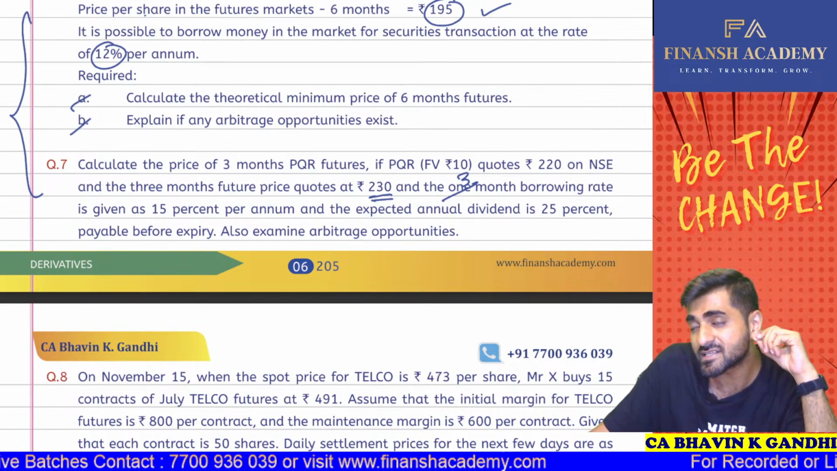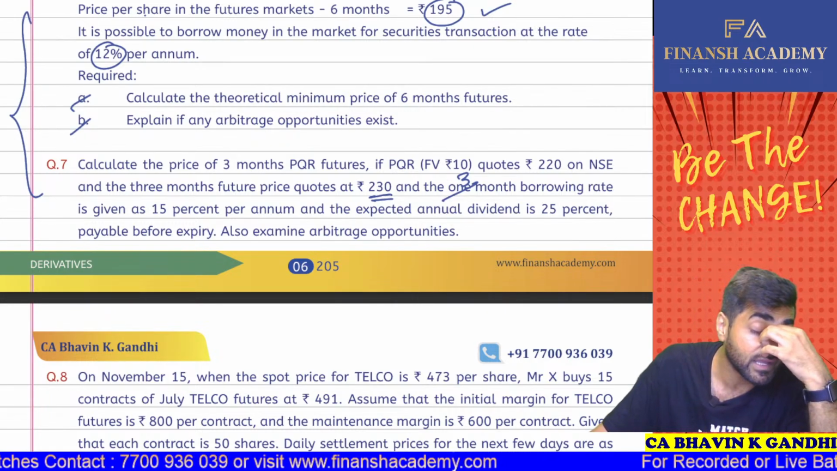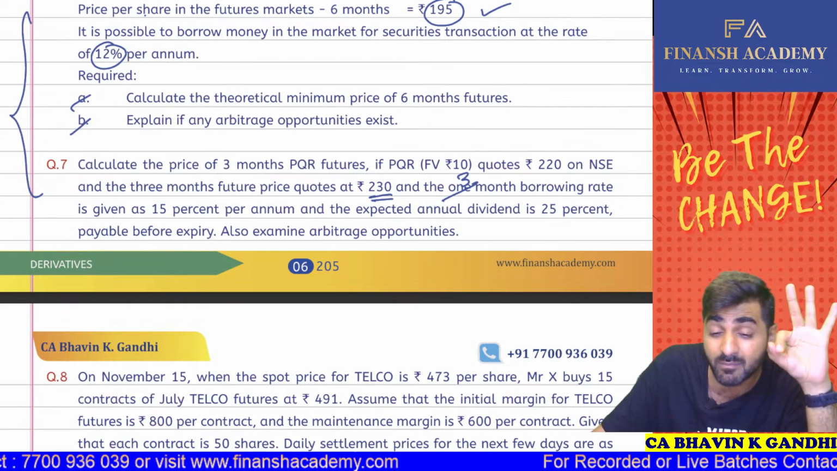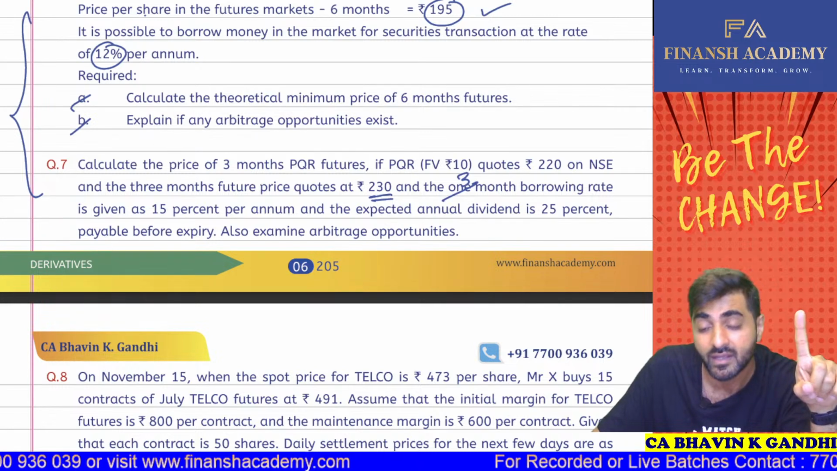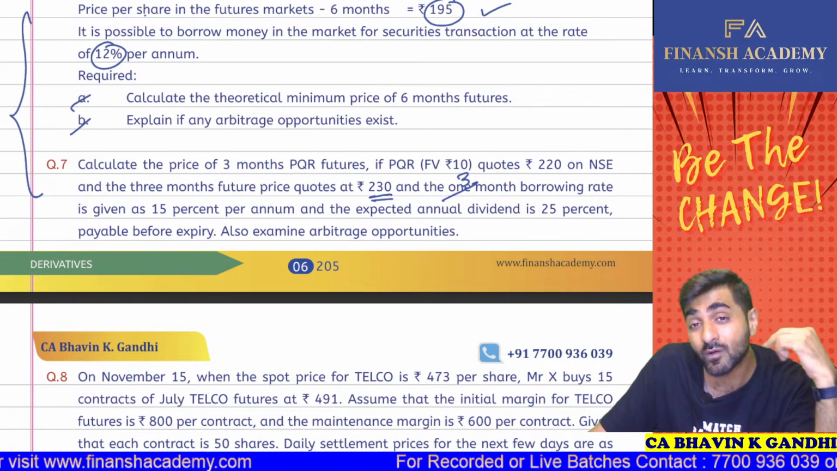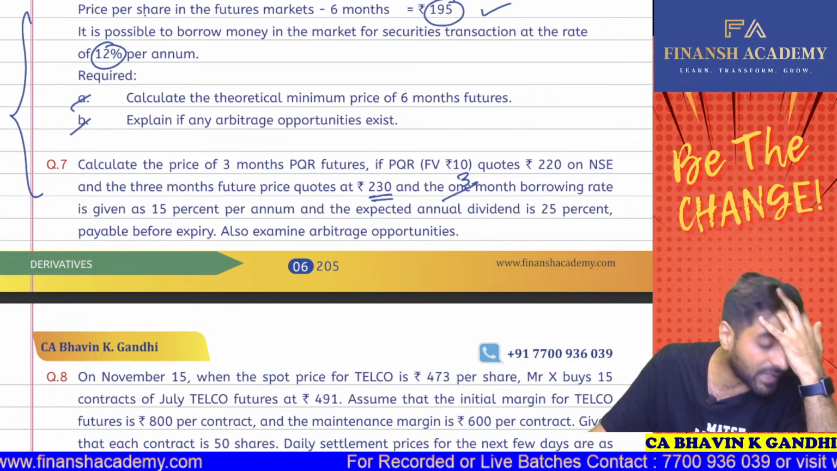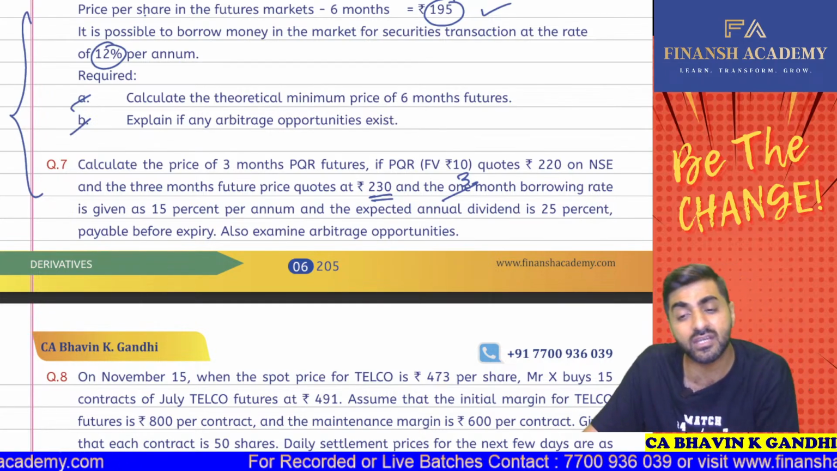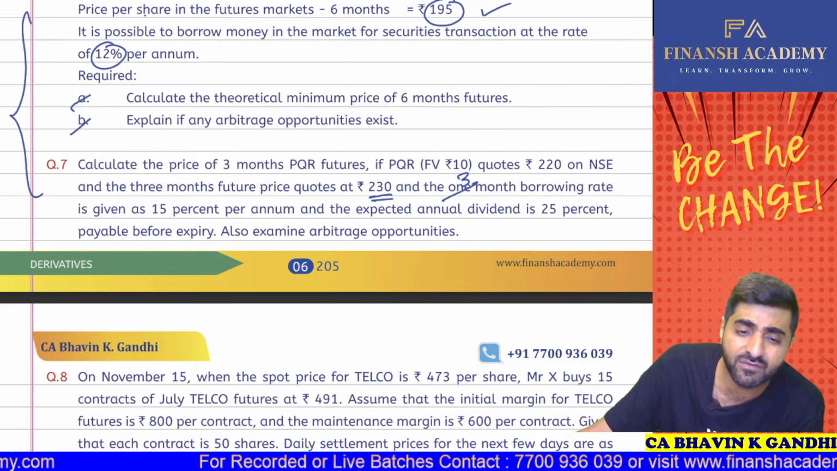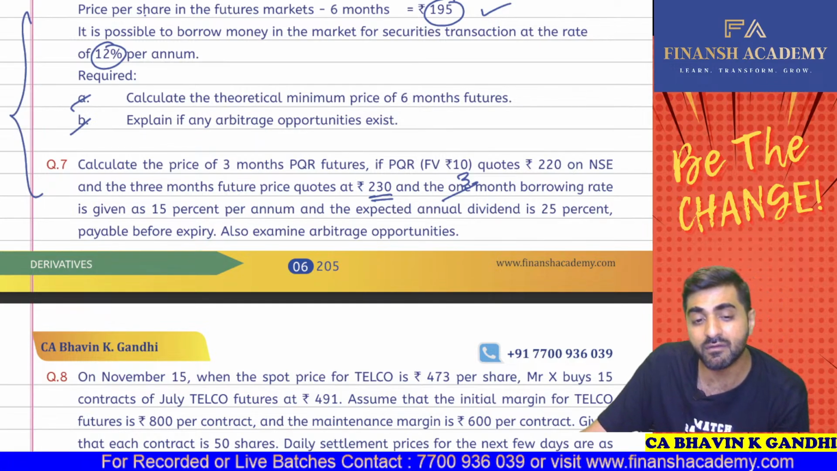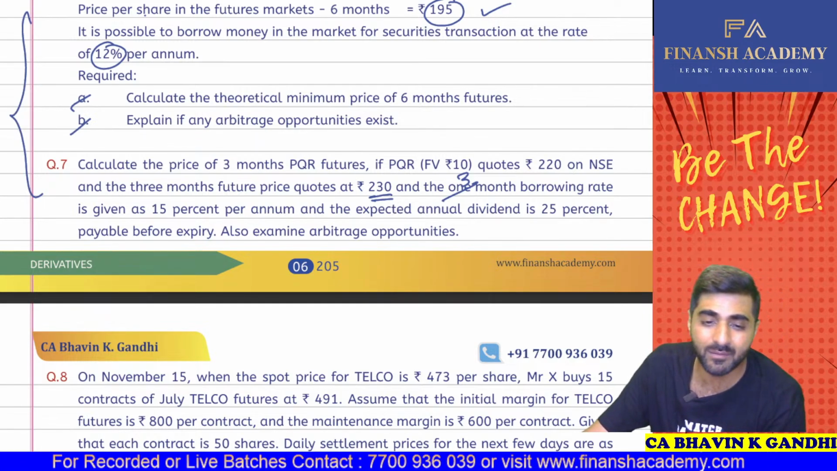So there is no compounding which is given to you, because if it would have been 1 month borrowing, then definitely there can be compounding implications for the same, because it's a 3-month contract and 1 month compounding. So definitely we have to take into consideration divide by 12. So your frequency of compounding will come here. But ICAI solved it without taking into consideration your compounding. So that's why we are taking a 3-month borrowing rate, which is 15% per annum, and the expected annual dividend is 25%, payable before expiry. Also examine the arbitrage opportunity.